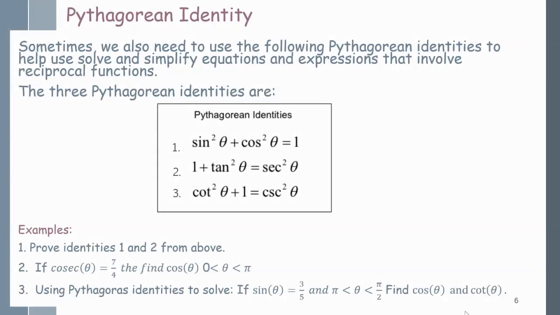So there are three different Pythagorean identities that we're going to learn about. Sometimes we need to use these identities to help solve and simplify equations and expressions that involve reciprocal functions. We're going to go through and prove the first and second, but it's a good idea to try and glue these again into your memory. They are often found in the formula sheet as well, though, in tests and exams.